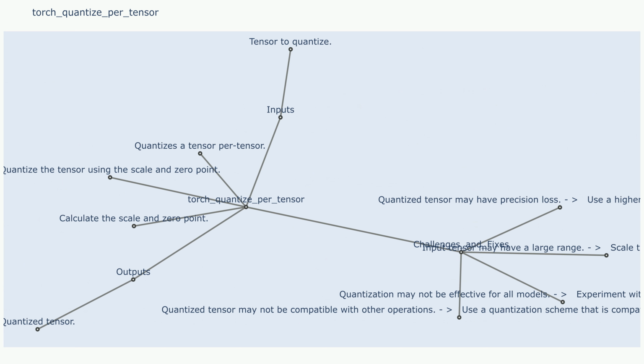Fixes to challenge 3. Normalize the input tensor before quantization to ensure that the values are in a range that can be accurately represented by the quantized data type.